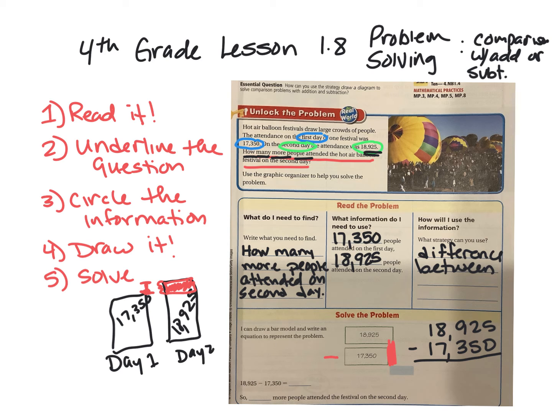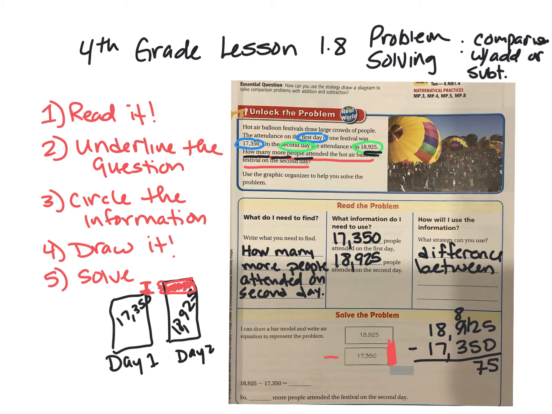5 take away 0 is 5. 2 take away 5. If I have 2, I am unable to take 5 away. So I've got to go borrow from the 9, take one of his packages, split it up. 12 minus 5. Remember, when you're finding the difference, you could also count from the lowest number up to the highest number and figure out how much that was. So 5, 6, 7, 8, 9, 10, 11, 12. That was 7 fingers that got me there. So what I'm technically saying is 5 plus 7 equals 12. Subtraction is a reverse of addition.